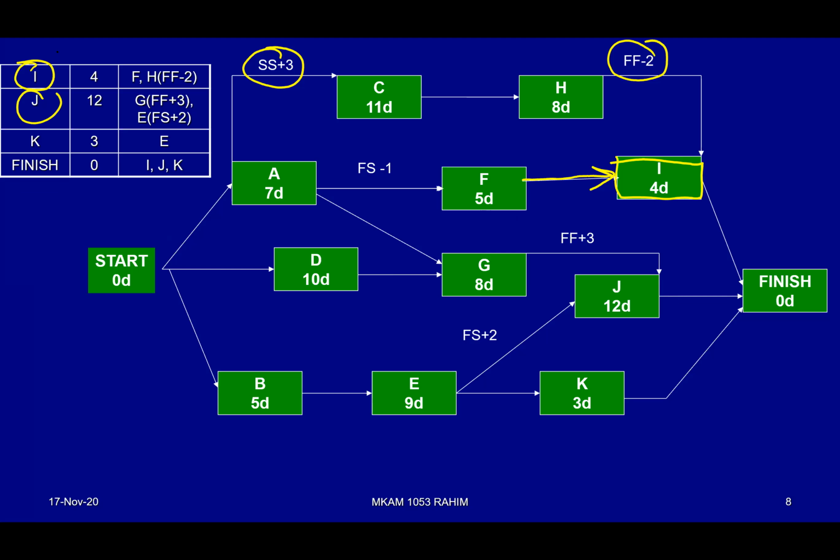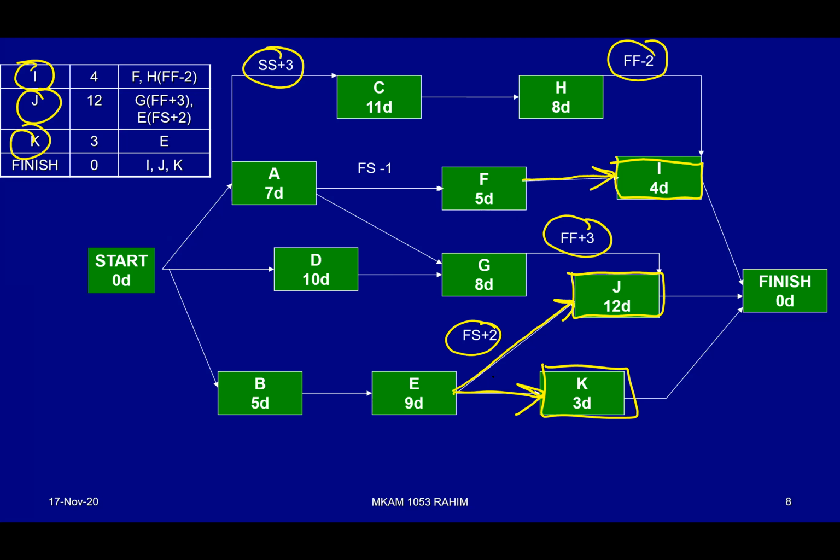Okay, and then it has negative lag. How about J? J has two relationships, from G and E. This is J from E, finish to start, and from G, it is finish to finish plus 3. That is another unique relationship. And how about K? K is basically connected from E, and then finish. Finish is a milestone. It doesn't have anything actually, but in order to complete the network diagram nicely, everything is in a closed loop. So we connect those things together, I, J, K.